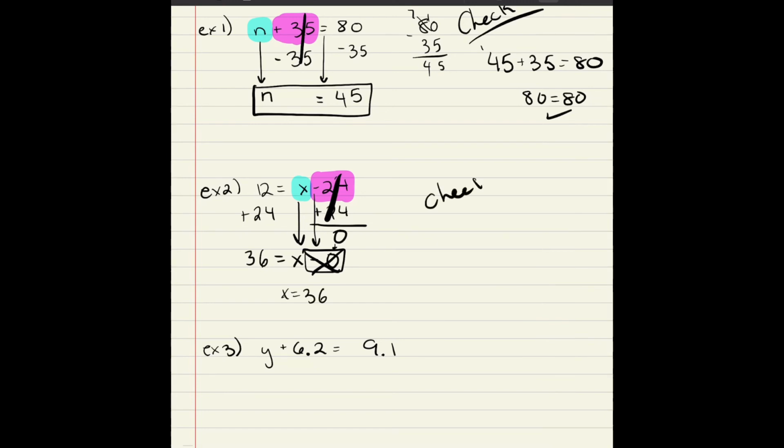Let's check that. So I have 12 equals 36 minus 24. And I'm going to bring down the information that I'm not using. So 12 and then the equal sign. Then 36 minus 24. Well, 6 minus 4 is 2. And 3 minus 2 is 1. So is 12 equal to 12? Yes, it is. So therefore, x equals 36.